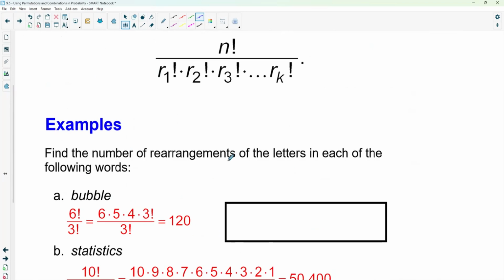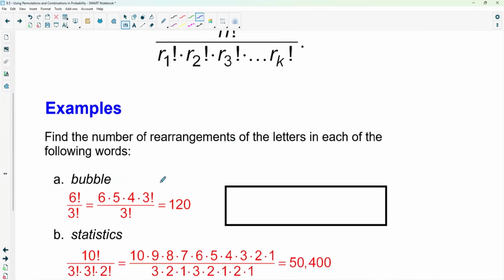Letters that repeat. So for example, bubbles, I want to pull 1 letter out. So that means that I have 3 B's, right? The U and the L and the E don't repeat, so I don't have to worry about that. So I'm going to take the total number of letters, which is 6 factorial, over 3 factorial. And that's going to give me 120 different combinations.